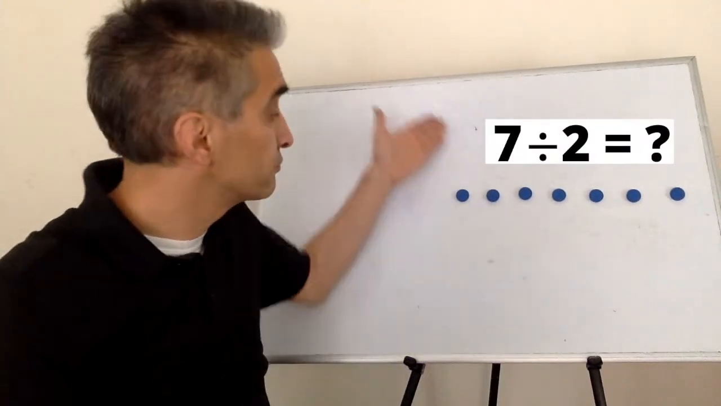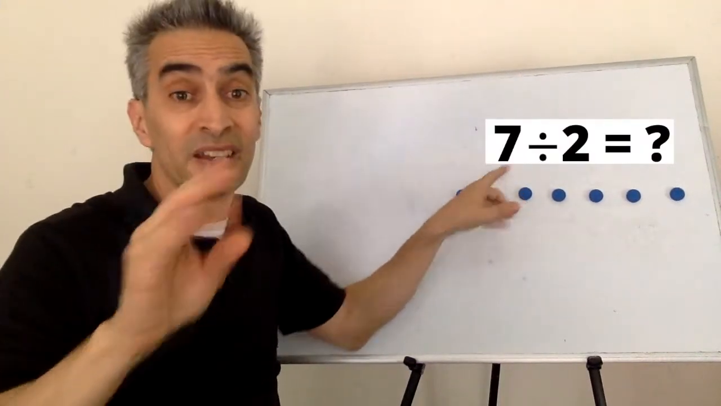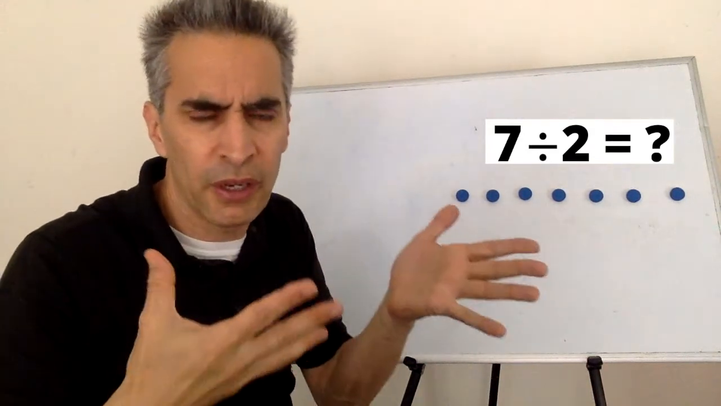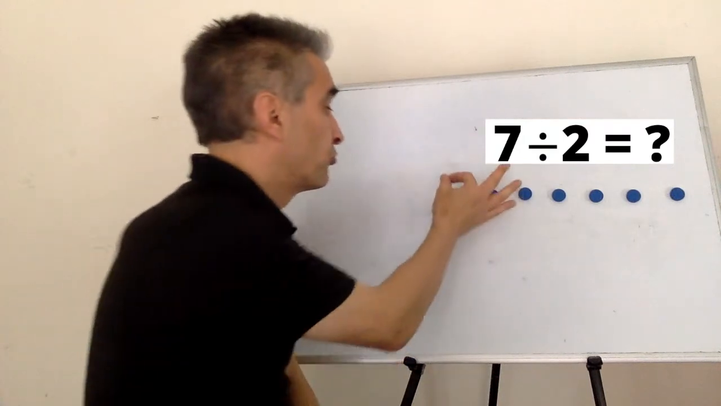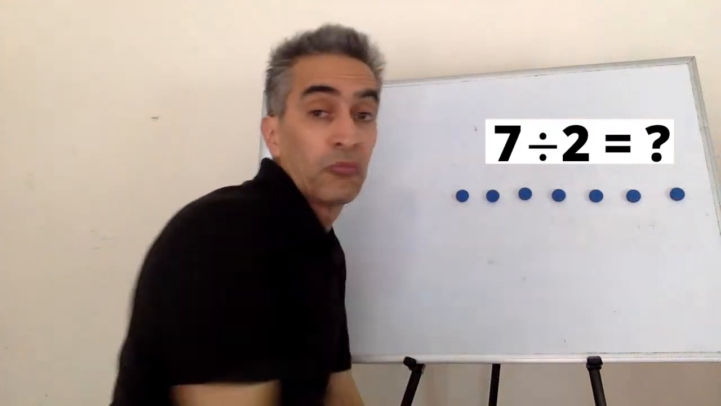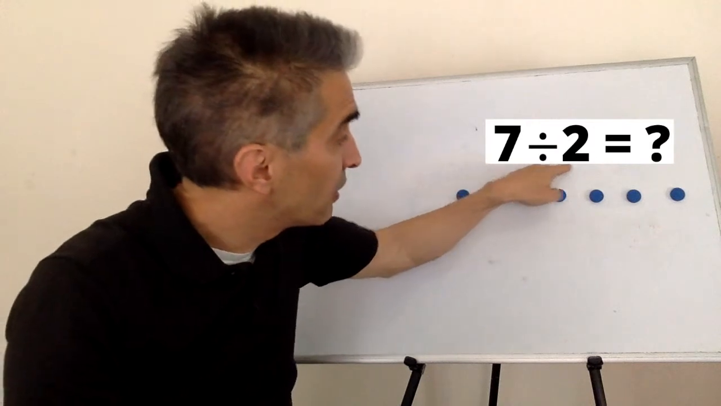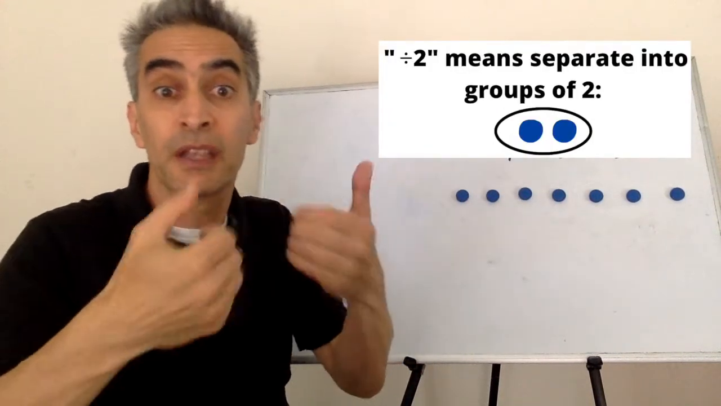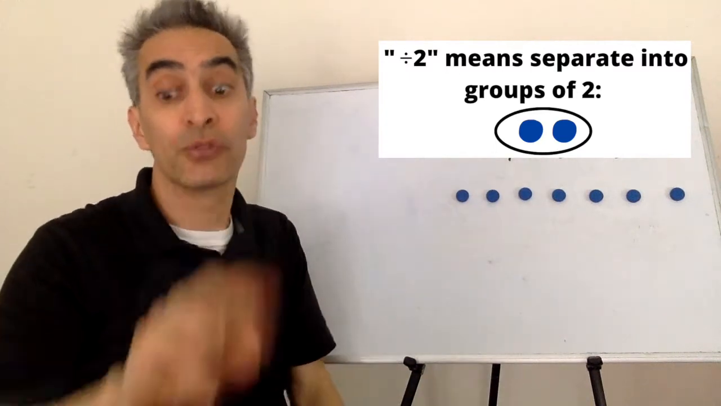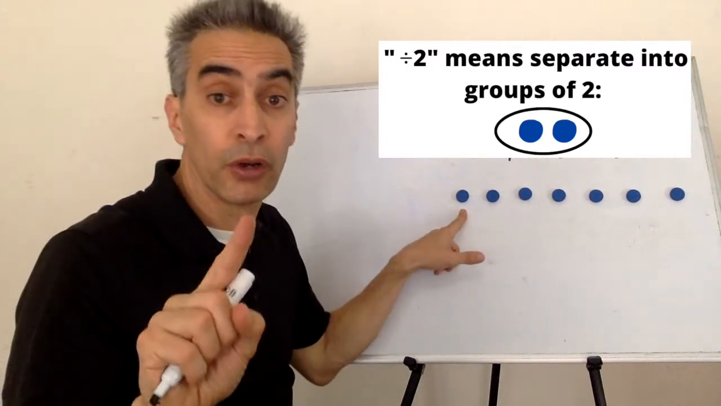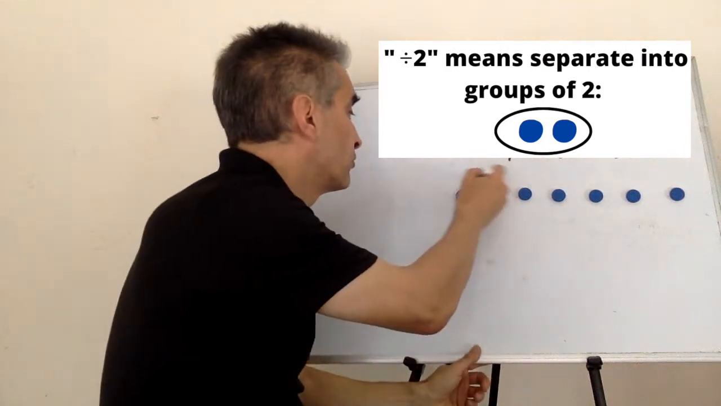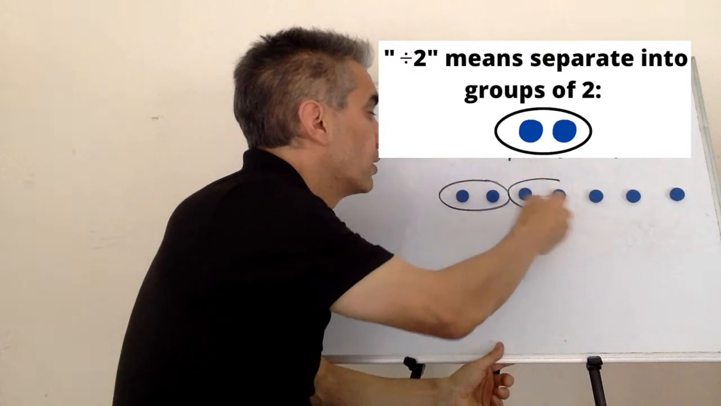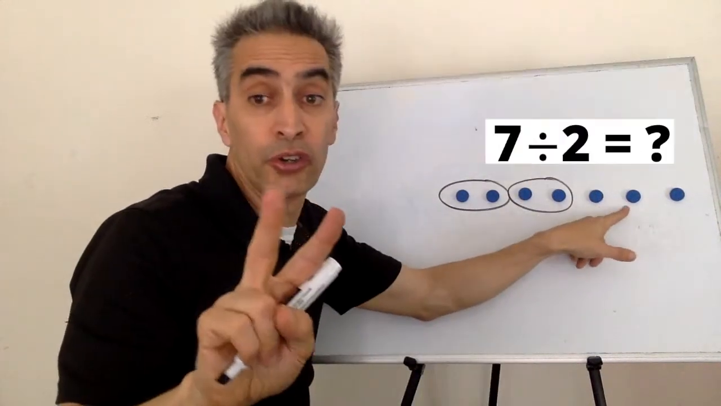Another example. 7 divided by 2. This 7 represents how many blue circles there are. This divided by 2 means separate 7 into groups of 2. 1, 2. 1, 2. 1, 2.